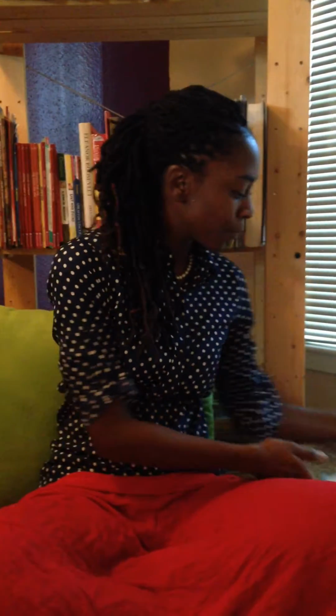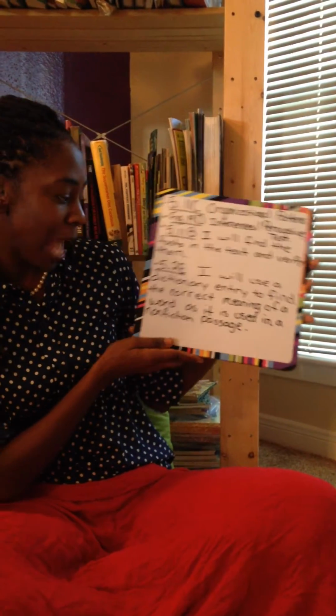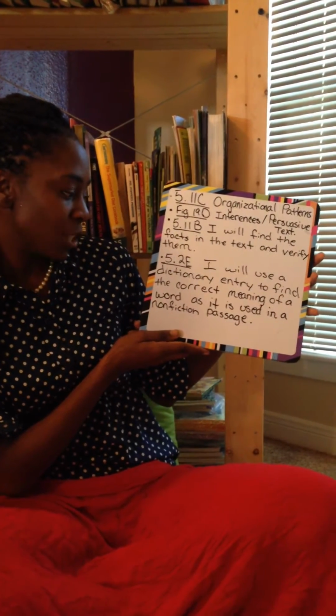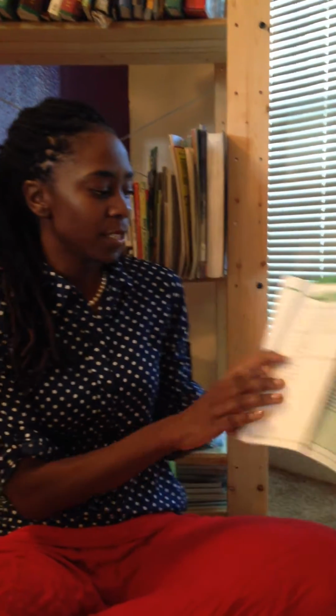Now, if we're talking about 5.2e, I will use a dictionary entry to find the correct meaning of a word as it is used in a nonfiction passage. I want you to look at an example. Right here is what that would look like. Here's an actual dictionary entry, and these are the definitions they want you to look at. So you're going to choose from there.